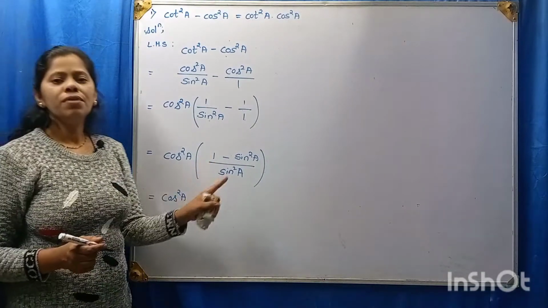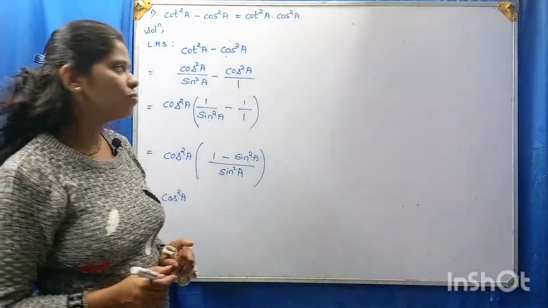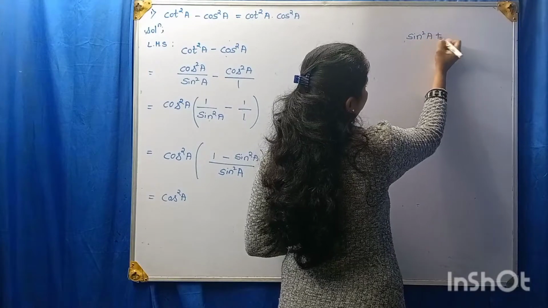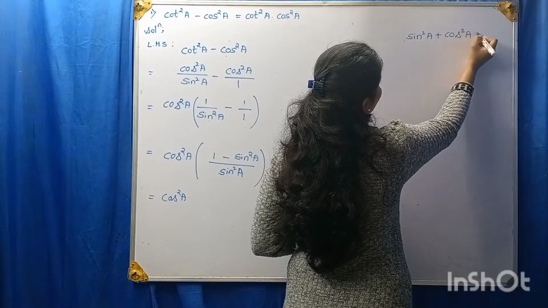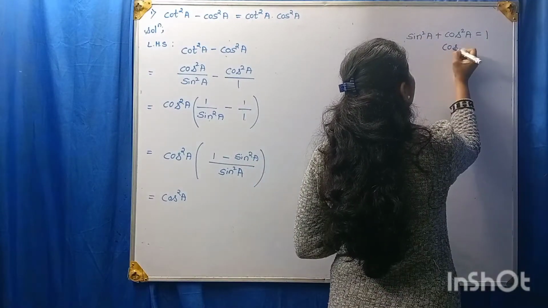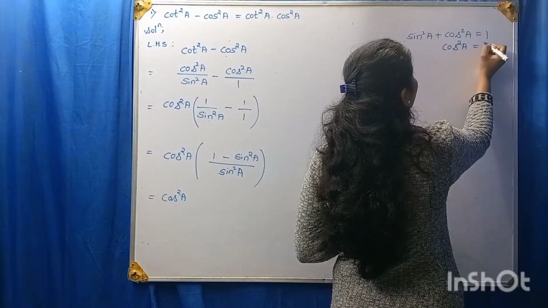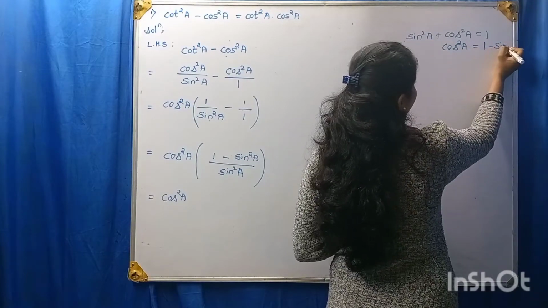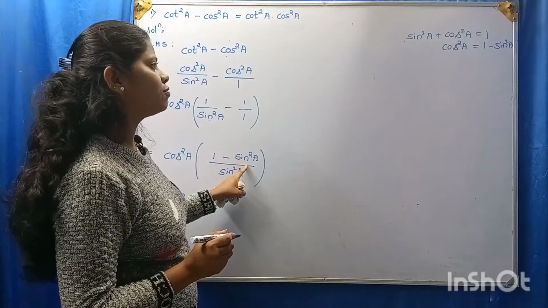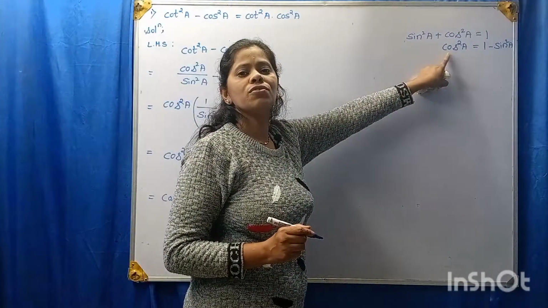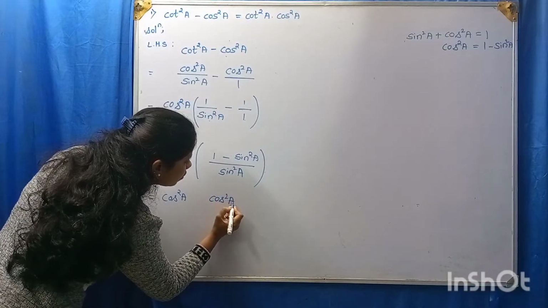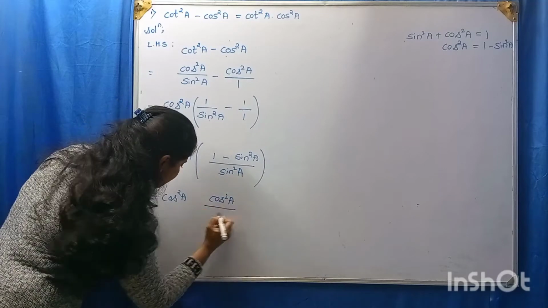We know the formula. Sin square A plus cos square A is equal to 1. Right? Sin square A plus cos square A is equal to 1. Therefore, this 1 minus sin square A is equal to cos square A. I can write it as cos square A. Cos square A divided by sin square A.